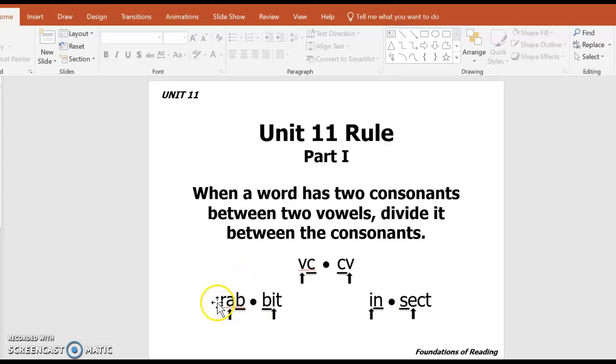Okay, so we see here, rabbit. There's two B's, so we divide the syllables between the consonants. So the first syllable will sound like rab. There's the B sound at the end, and the second will sound like bit. So there's the B sound there too. Okay.